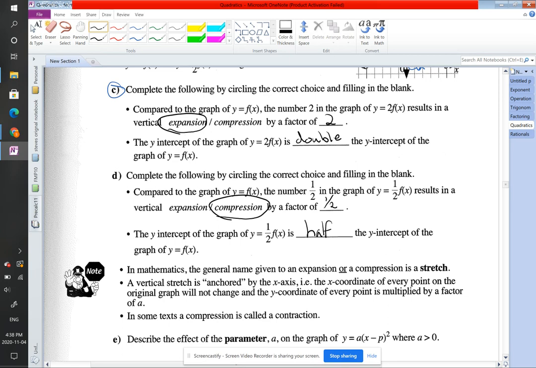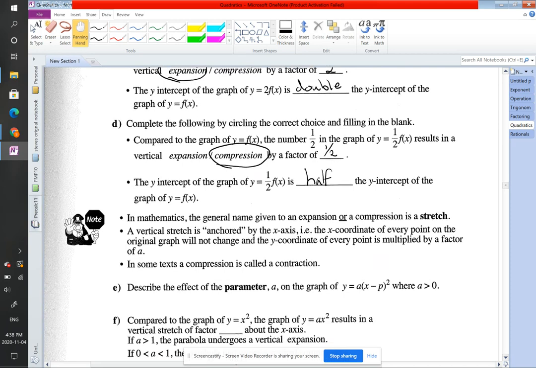So in math, the general name given to an expansion or compression is a stretch. So it's a vertical stretch, and it's anchored by the x-axis. And what that means is the x-coordinates of every point on the original graph don't change, but the y-coordinates are multiplied by whatever a is. So it says here, describe the effects of the parameter a on the graph. Well, it's a vertical stretch.